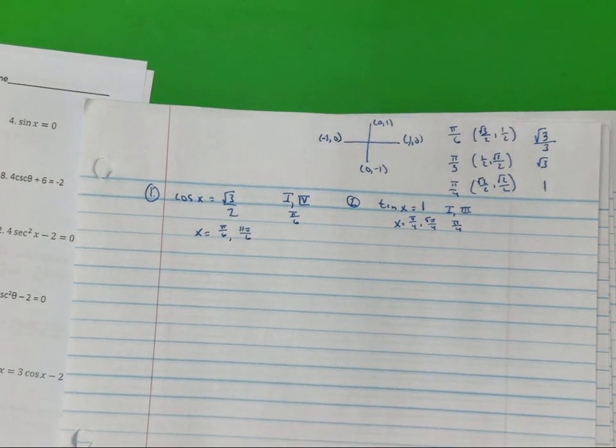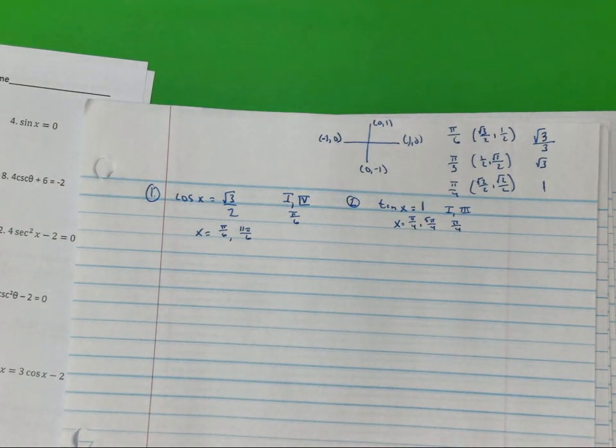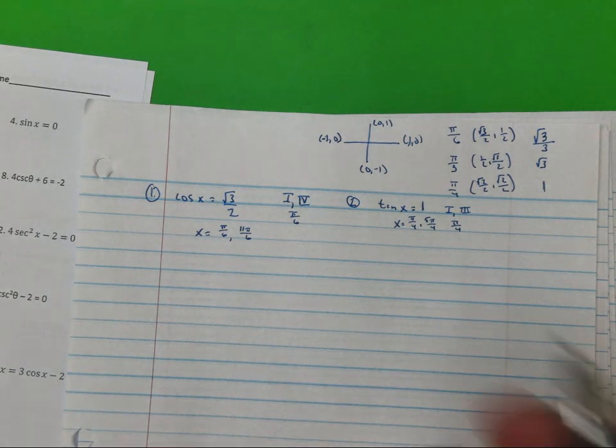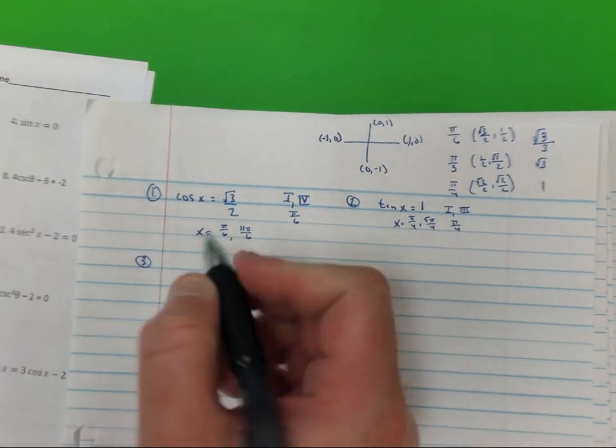Because you go pi over 4, 2 pi over 4 reduces, 3 pi over 4 is in quadrant 2, 4 pi over 4 reduces to pi, 5 pi over 4 is in quadrant 3.